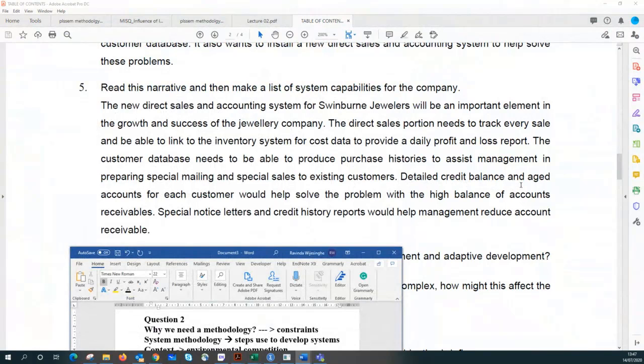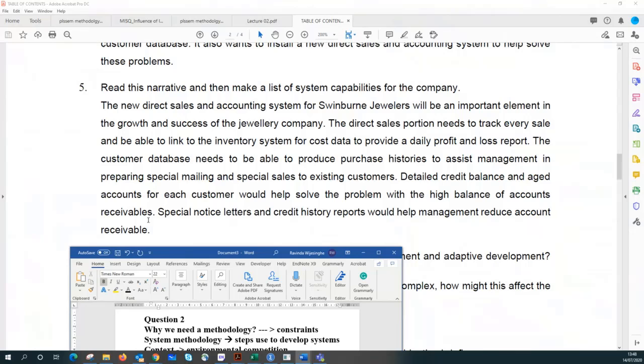So detailed credit balances and the age of accounts for each customer would help to solve the problem with the high balance of accounts receivable, right? Yeah, so what we can do here in this case, what they say is age of the account. As I mentioned before, the age of the credit can be 90 days or 60 days or 30 days old. So we can target them precisely.